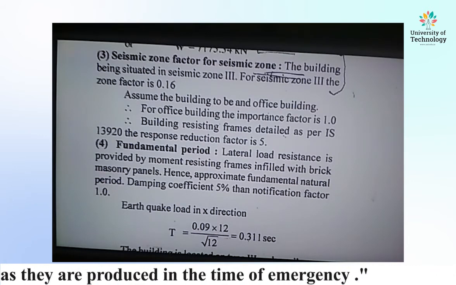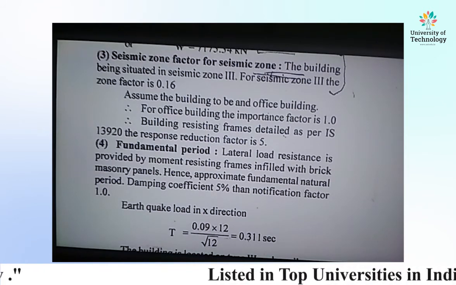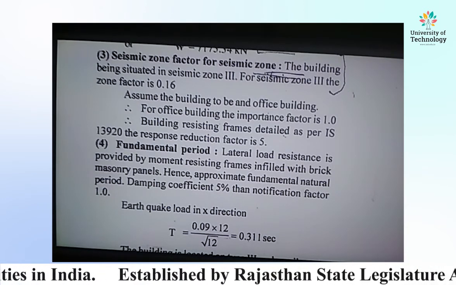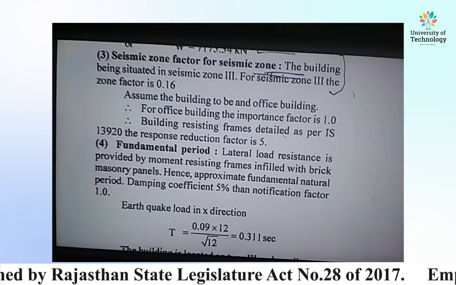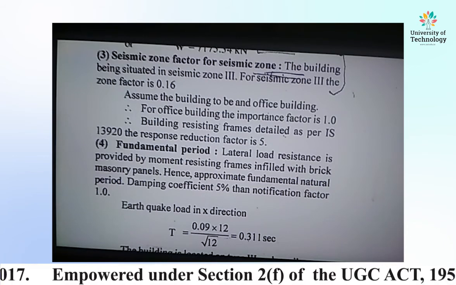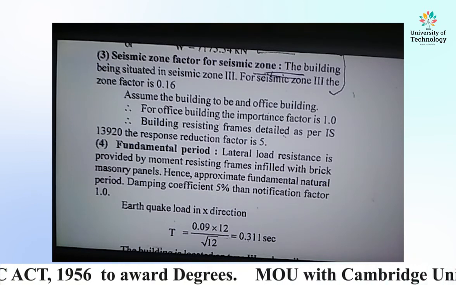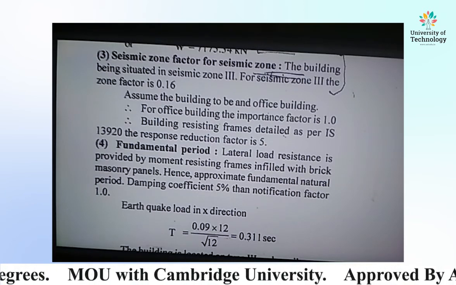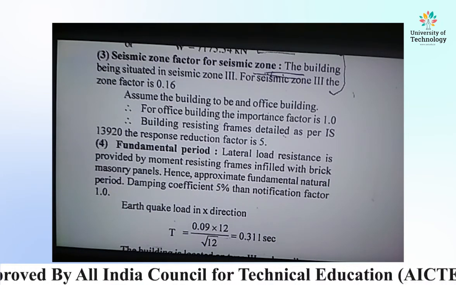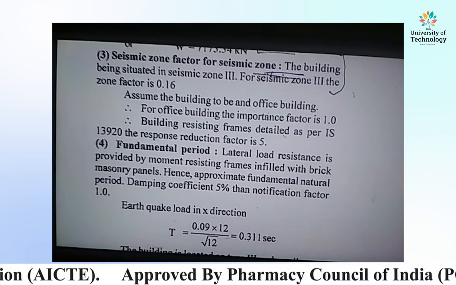For an office building, the importance factor is 1. The building resisting frame is detailed as per IS 13920. You can follow this code. The response reduction factor is 5, for a building resting on a frame detailed as per IS 13920. Next, the lateral load resistance is provided by a moment resisting frame infilled with brick masonry panels. Because the damping coefficient given in the question is 5%, the multiplication factor we have to calculate is 1.